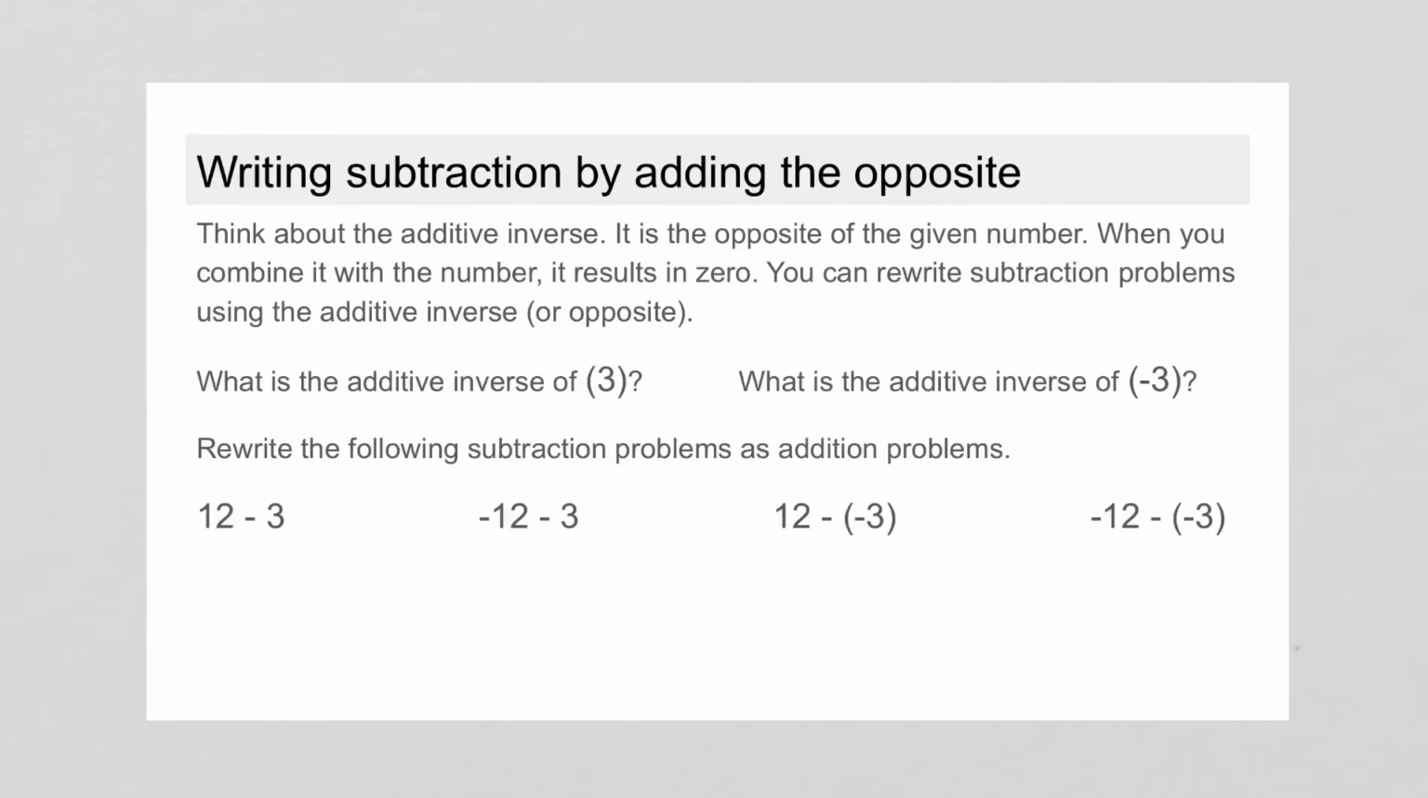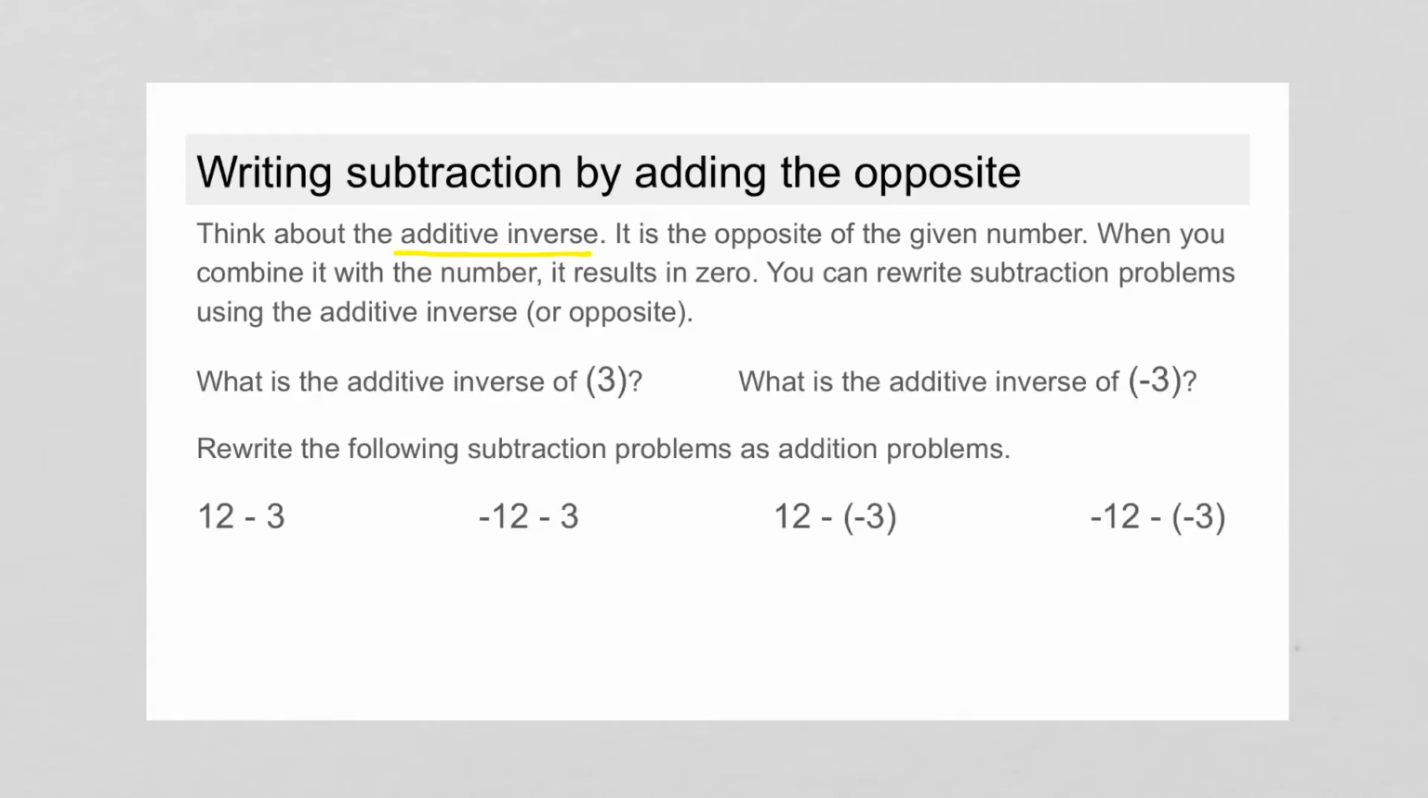That when we do this, we cannot change the value of the statement, okay? So let's think about that as we go through this. But first, I want us to think about the additive inverse. It's the opposite of the given number, and when you combine it with that number, it results in 0. So that's vocabulary from last week. We know what that is.